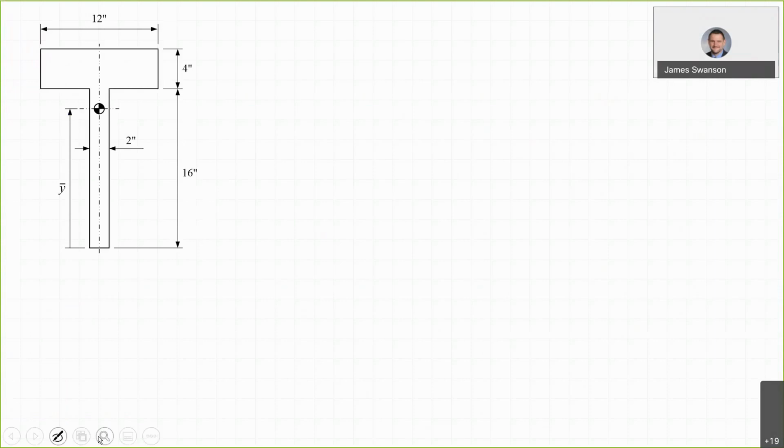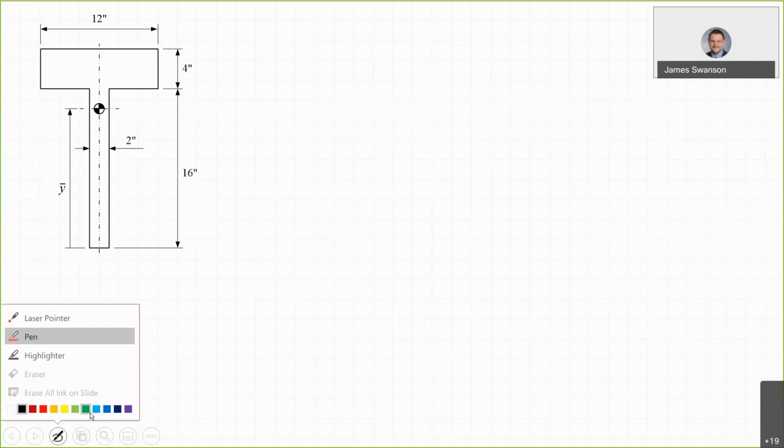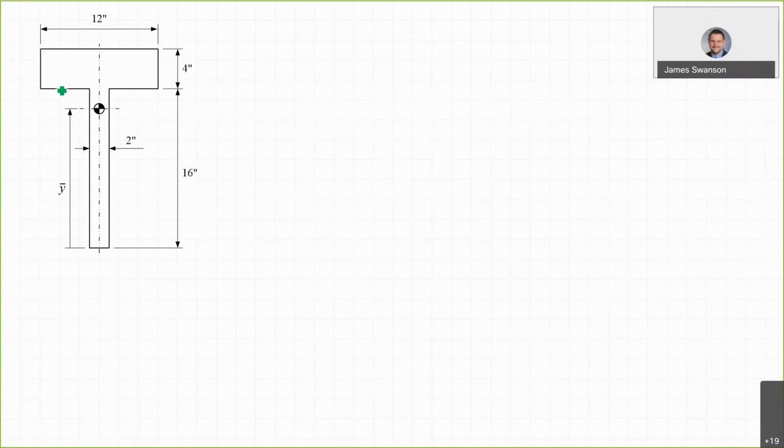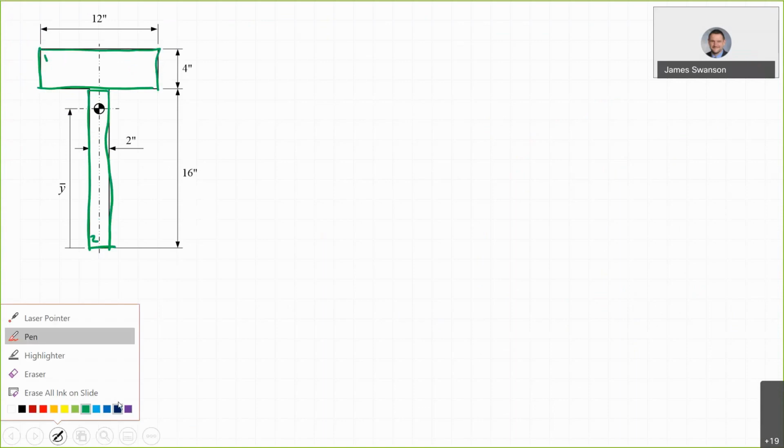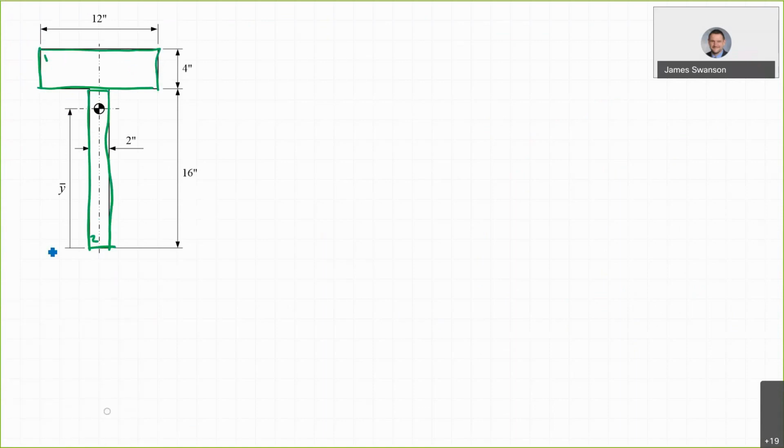So what I'll do is I'll break this up into two different sub-areas, two different primitive areas. I'm going to have a primitive area up here, which is the top flange, and a primitive area down here, which is the web of the section. I'll call this my first sub-area, and I'll call that my second sub-area. And then I'll define my datum as the bottom.